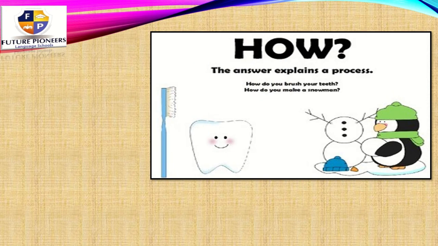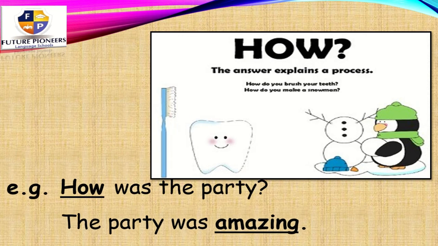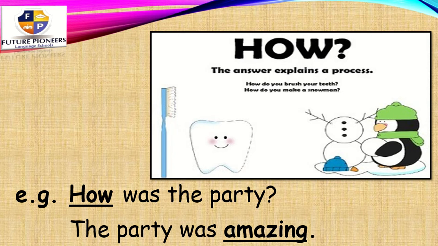And what about how? How always explains a process, or the answer explains a process. How do you brush your teeth? So I need you to show me the way you brush your teeth. How do you make a snowman? So I'm asking for the sequencing of making the snowman. How can you do this in steps? So when I ask using how, I need a process. How was the party? The party was amazing.